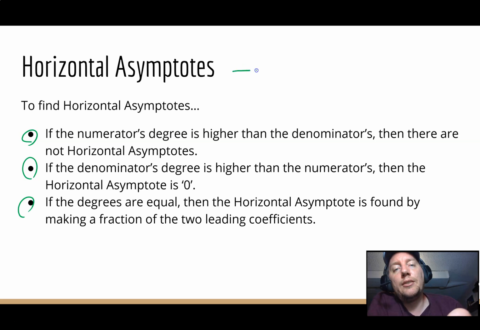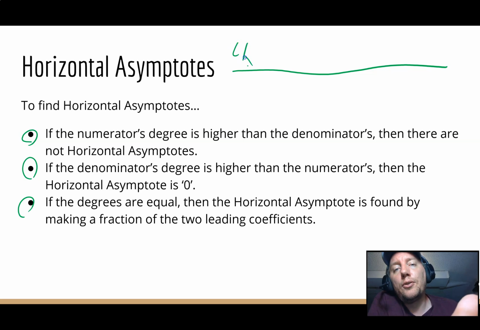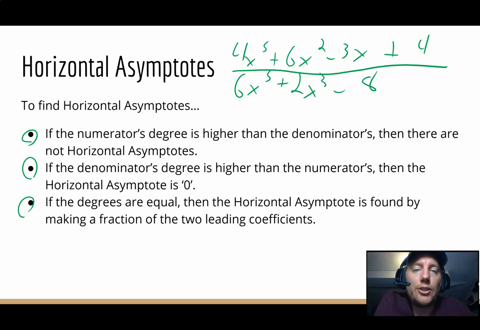So let me show an example about how this is pretty trivial, even though it seems unnecessarily difficult in terms of how it's written. So let's say I have 4x to the 5 plus 6x squared minus 3x to the 1 plus 4 over 6x to the 5 plus 2x to 3 minus 8. So something weird like this.